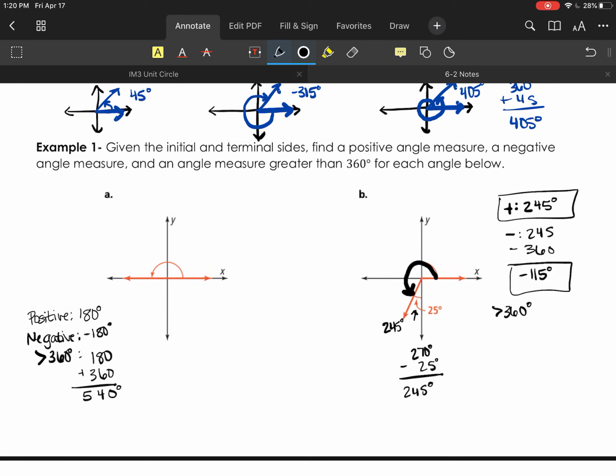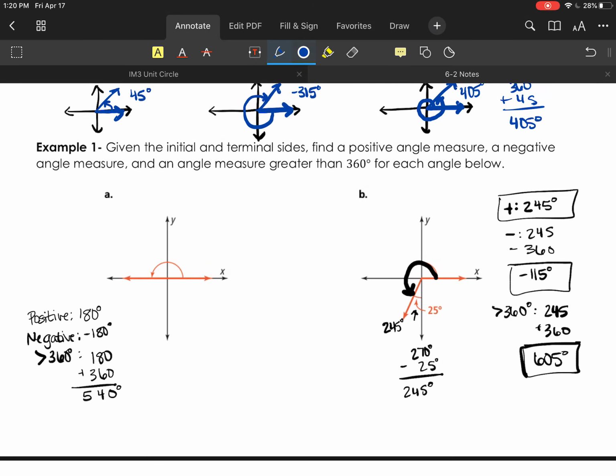So now for greater than 360, instead of subtracting 360, I'm going to add 360. So I have 245 plus 360. Plug that into my calculator. 245 plus 360. Oops, I typed the wrong thing into mine. You should get 605 degrees.